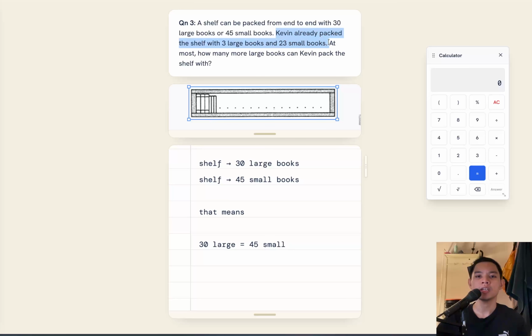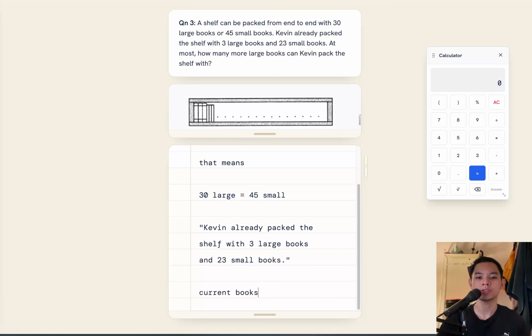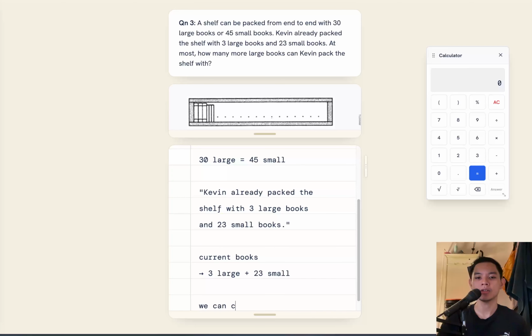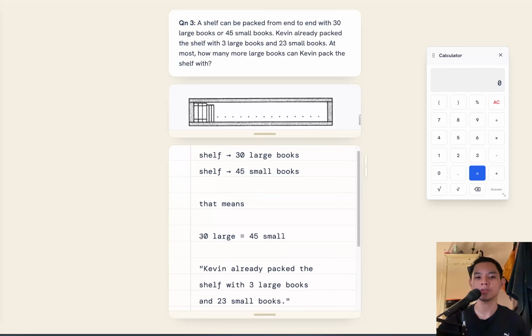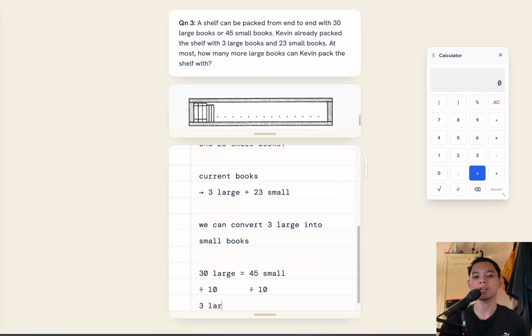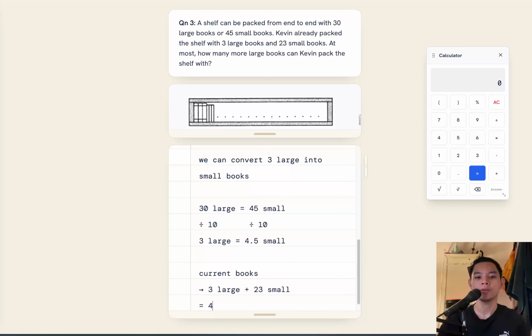So it says here, Kevin already packed the shelf with 3 large books and 23 small books. So that means the current books is equal to 3 large plus 23 small. In this case, we can convert 3 large into small books. Since we know 30 large is equal to 45 small, if we divide each by 10, that means 3 large is equal to 4.5 small.